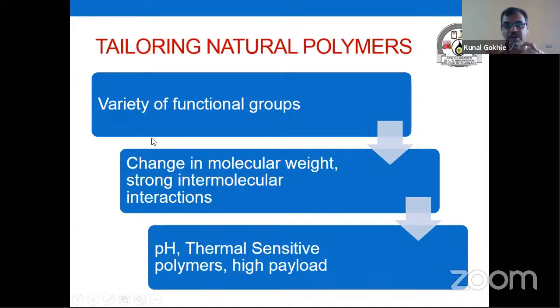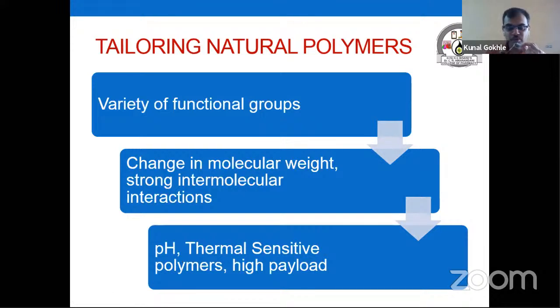So we have to just play with the variety of the functional groups, and then we can synthesize the polymer as per our need. After the polymer modification, we get a change in the molecular weight. This change in the molecular weight is found to be responsible for very strong intermolecular interactions. These polymers which we modify are pH sensitive. They are thermal sensitive. Now, what do you mean by pH sensitivity?